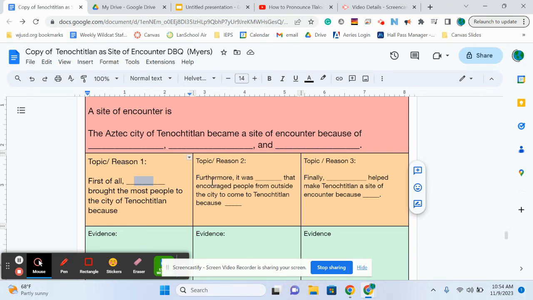Then you're going to go to topic two. Again, whatever you put in this second blank, you put in this blank right here. And then tell me why. Why did that thing encourage people to come to the city? And then we've got our third reason. Whatever you put in the blank here, trade, conquest, or religion, goes right here. And then explain a little bit why.